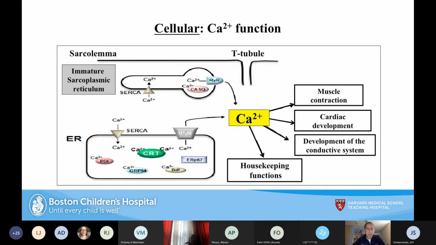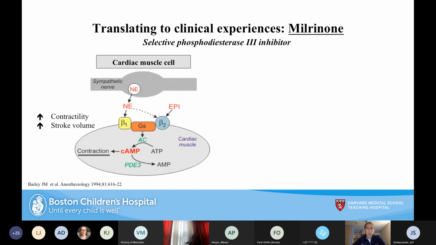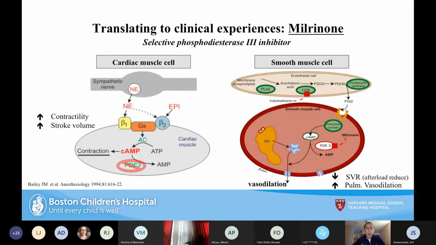How does this translate clinically? Well, all of us are becoming much more familiar with the use of milrinone, which is a selective phosphodiesterase 3 inhibitor. In the cardiac muscle cell, we know that it can promote contractility and increase stroke volume with the blockage of phosphodiesterase 3. Now, in the smooth muscle cell, we know that it can promote vasodilation by dropping our SVR, our afterload, and increasing pulmonary vasodilation.